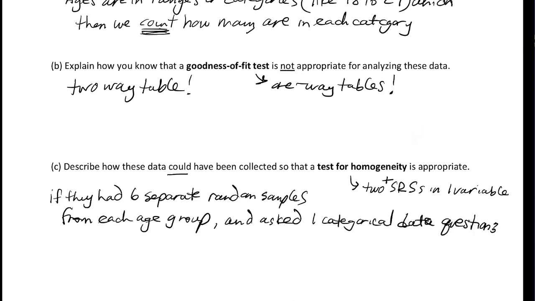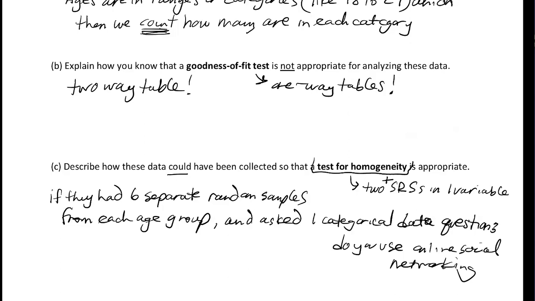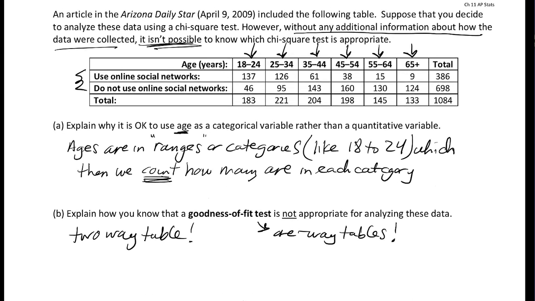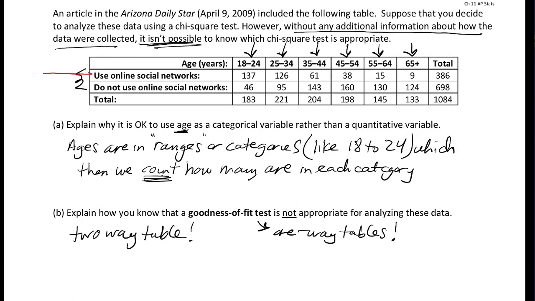They ask, do you use social networking sites online? So if they had 6 separate random samples, one from each age group, and asked one categorical data question, do you use online social networking? If they did it this way, then a test for homogeneity would be appropriate. You have 2 or more simple random samples with one categorical variable. They could have also done it the other way. They could have taken one random sample of those who use social networking and then asked one categorical variable, what age group are you in? And then a separate simple random sample among those who do not use online social networking programs, and then ask their age group.